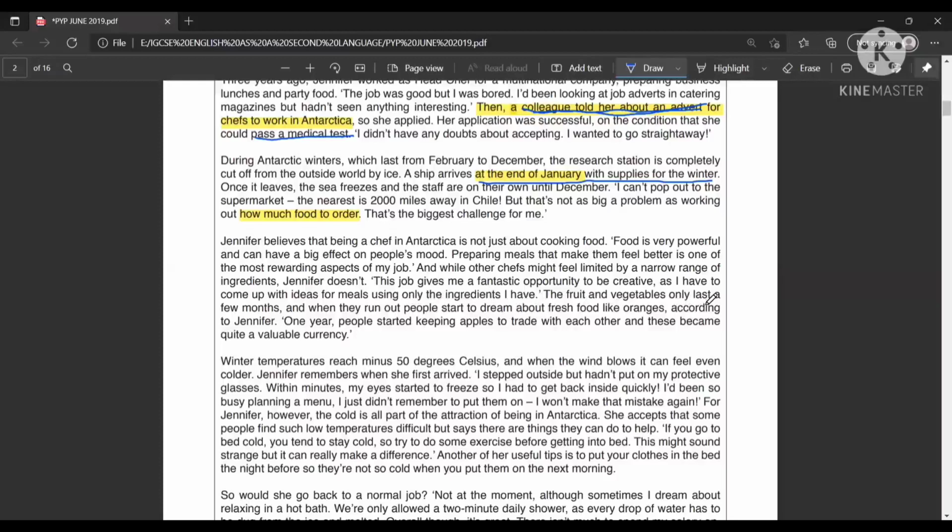Fruit and vegetables only last a few months, and when they run out, people start to dream about fresh foods like oranges, according to Jennifer. One year, people started keeping apples to trade with each other, and these became quite a valuable currency. So, what was the fruit which they used in exchange?